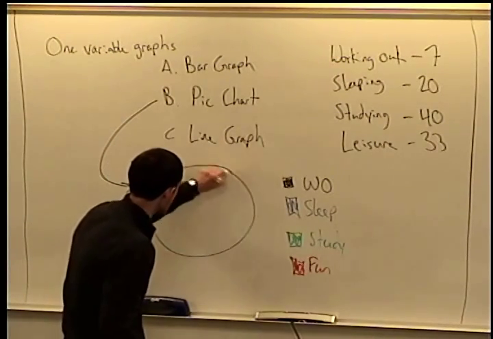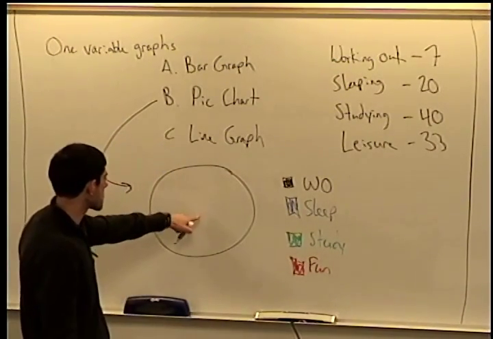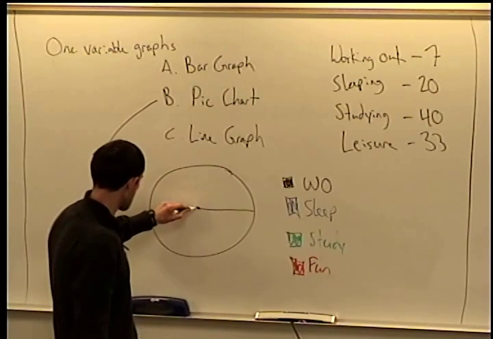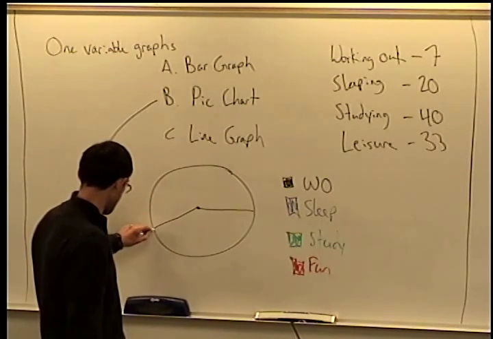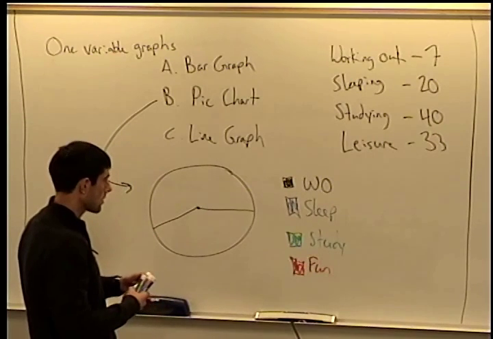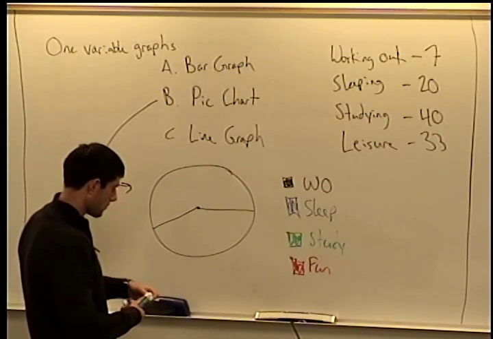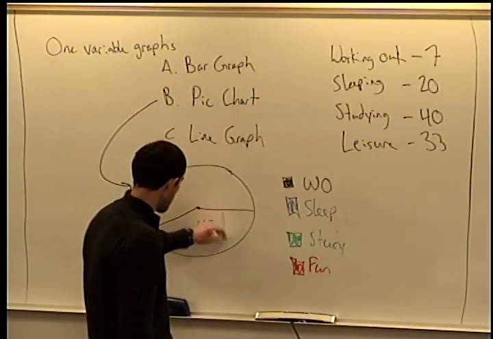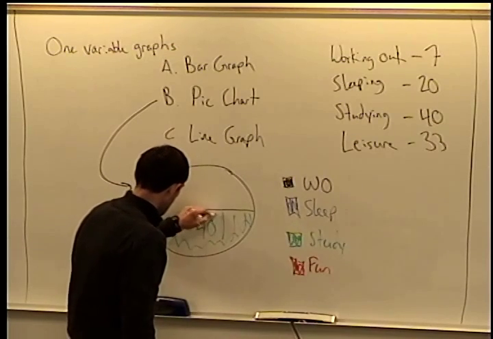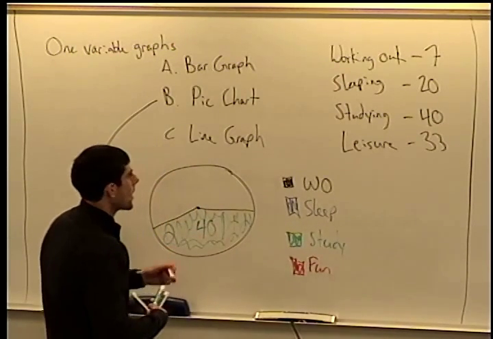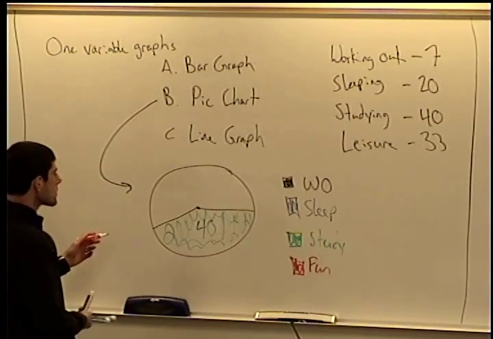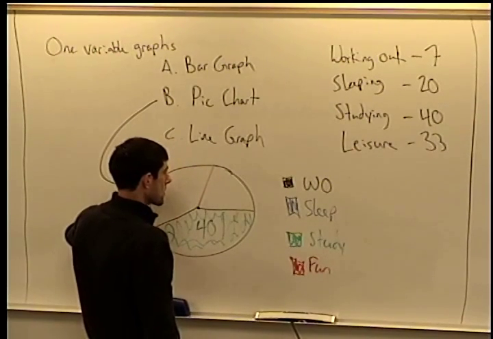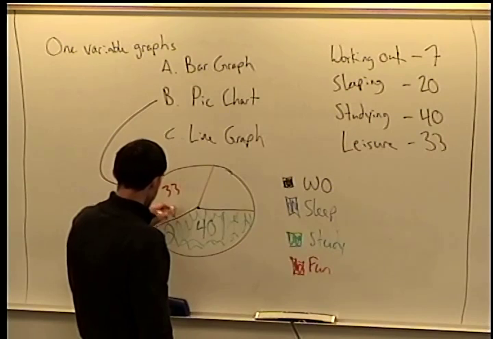So we have a big circle, and we know that 40%, so almost half, so here would be 50%, so let's call 40% like that, would be studying, which is green. So we could put 40 in here, and then it would be shaded green. Okay, and then fun is going to be an additional 33%. So that might be up to here. And this is, we'd put 33, and we'd shade it red.